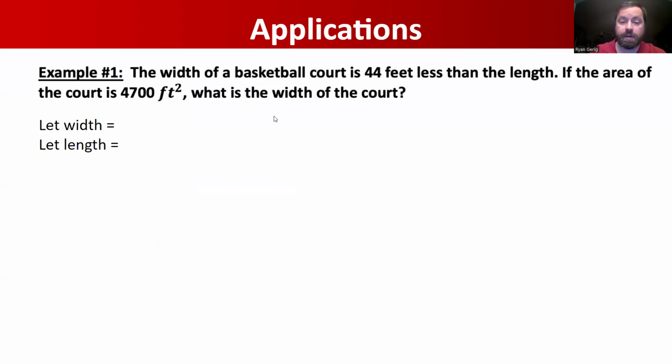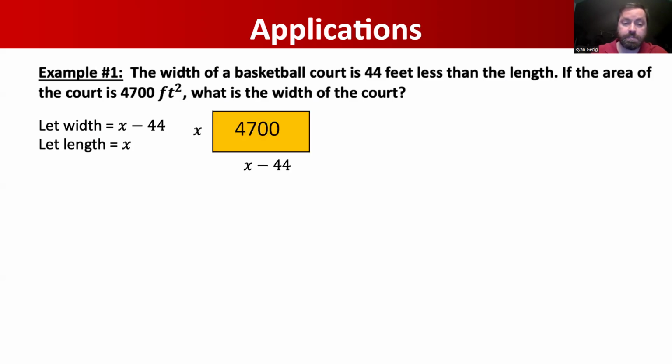We're going to have two variables here, the width and the length. We know the relationship between the width and the length, and we know the width is 44 feet less than the length. So we're going to subtract 44 from whatever the length is. So we're going to let the length be x, and the width is going to be x minus 44. Whatever the length is, subtract 44 from it.